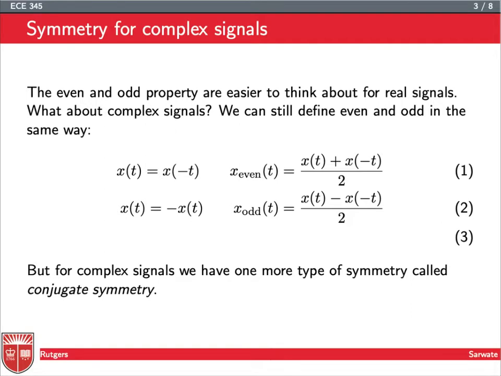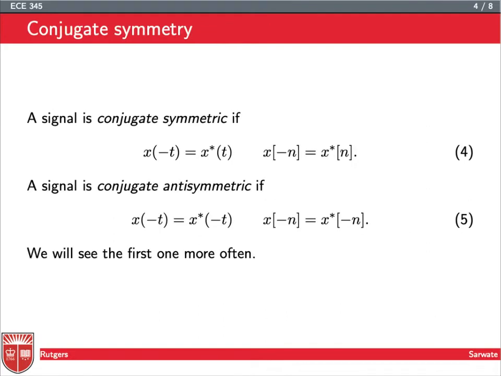So we still have for complex signals even and oddness. We can define even signals to be ones where x of t is equal to x of minus t, and odd signals are ones where x of t is equal to minus x of minus t. And we can define the even and odd parts, but there's this more important notion of symmetry called conjugate symmetry. So a signal is conjugate symmetric if x of minus t is equal to the conjugate x star of t. And similarly for discrete time, x of minus n is equal to x star of n.